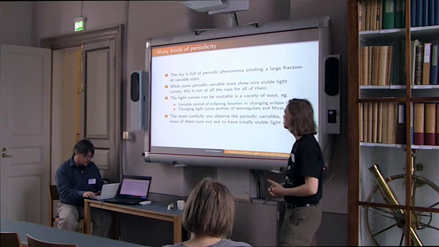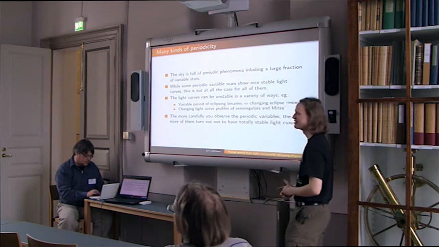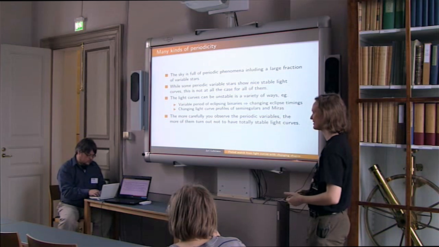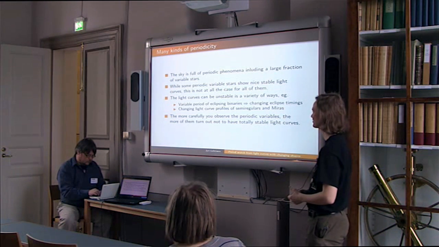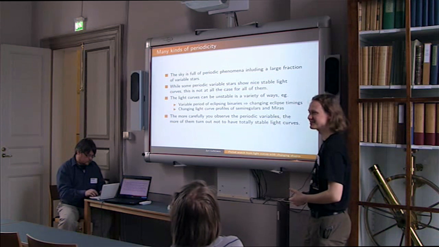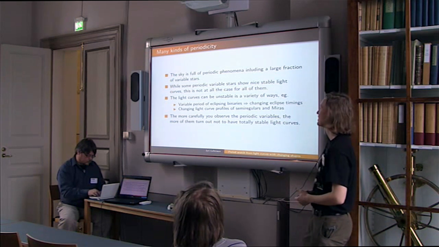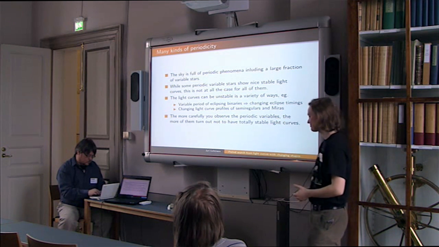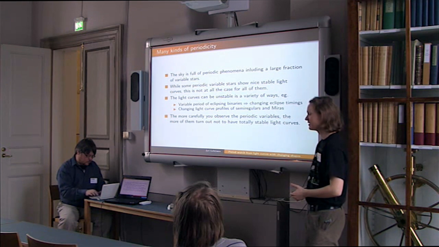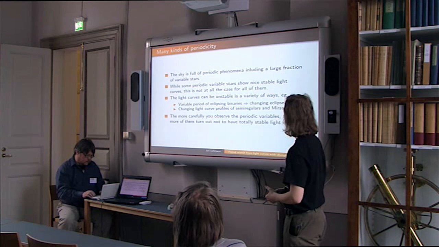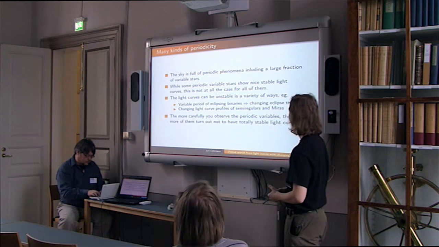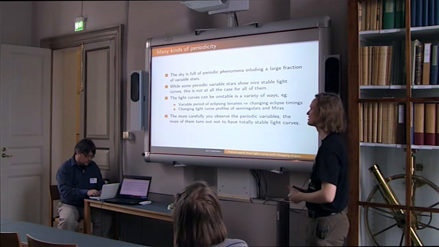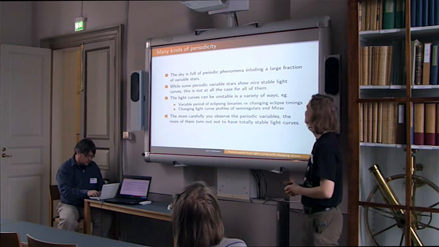So, as you all know, the sky is full of periodic phenomena, and certainly the easiest way to find periodicity in astronomical phenomena is to observe periodic variable stars. There are loads of them. And I couldn't check the numbers, but I think it's easily the majority of variable stars have at least some sort of periodicity in them.